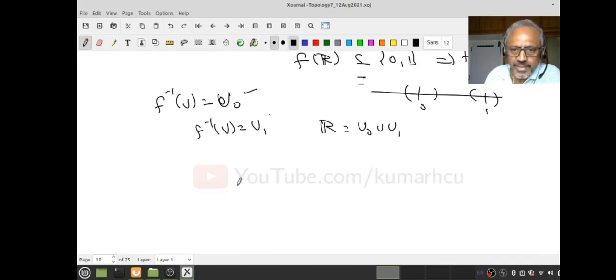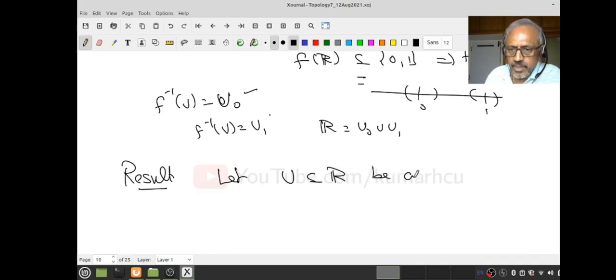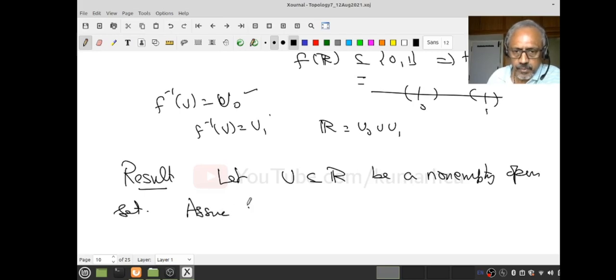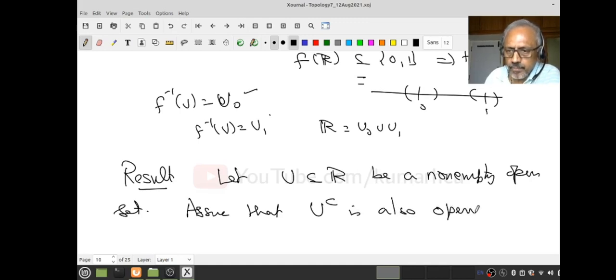What I actually proved is the following result. Let U be a subset of R, a non-empty open set. Assume that U's complement is also open. Then U is all of R.